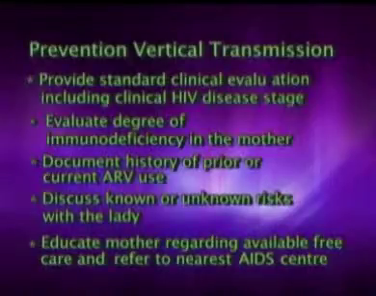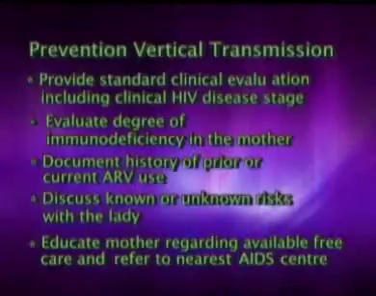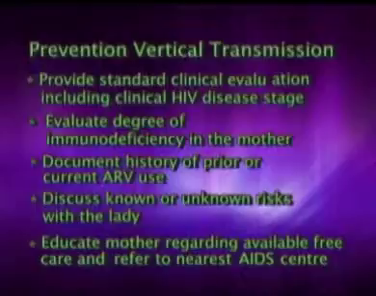The vertical transmission, that is from mother to child, can be prevented through providing standard clinical evaluation including clinical HIV disease state, evaluating the degree of immunodeficiency in the mother, documenting the history of prior or current antiretroviral treatment use, then discussing the known or unknown risks with the lady, educating the mother regarding available free care, and referring her to the nearest center, the AIDS center, so that this mother is kept safe properly.